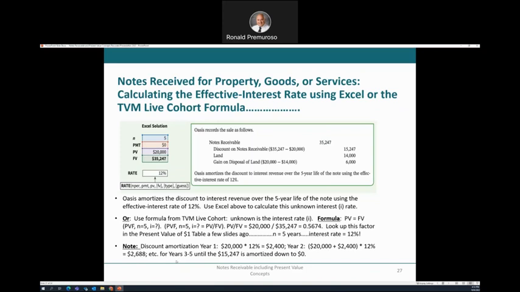And we follow that same logic and calculations for years 3 through 5 until the $15,247, the original discount on the note, is amortized down to 0. So what's left on Oasis's books after 5 years is only a note receivable in the amount of $35,247. That will be paid by the party they did the transaction with, and then, of course, debit cash, credit notes receivable.